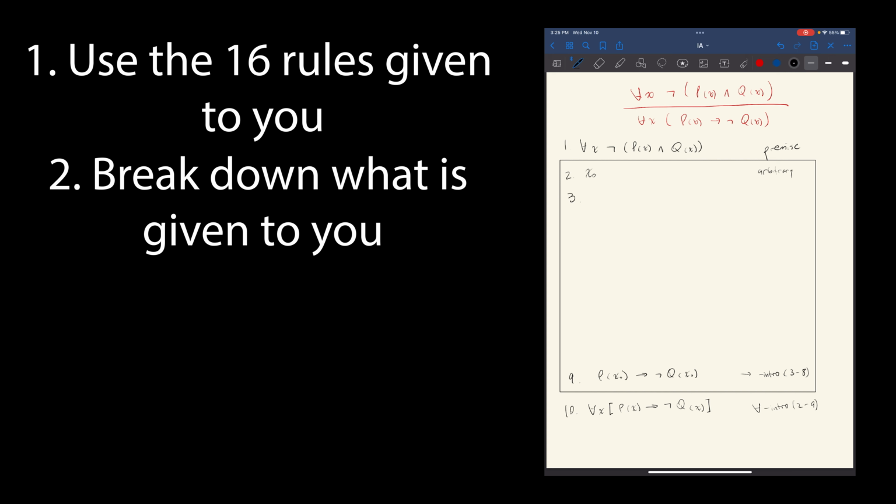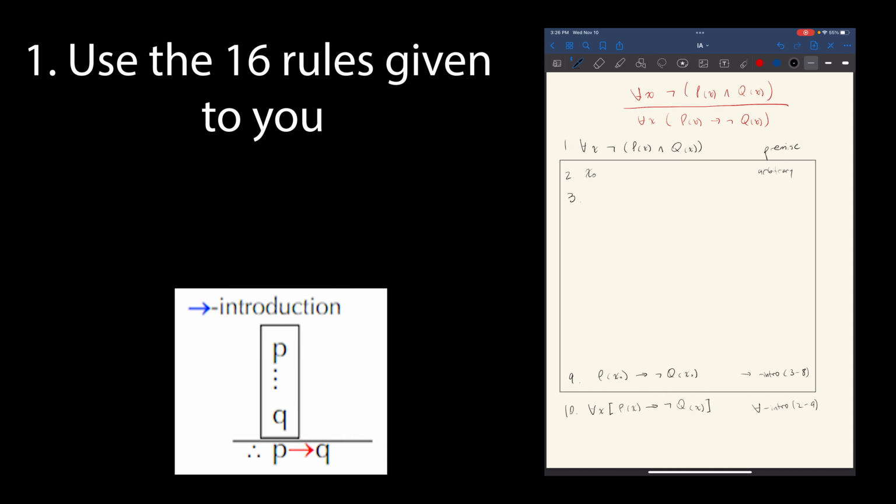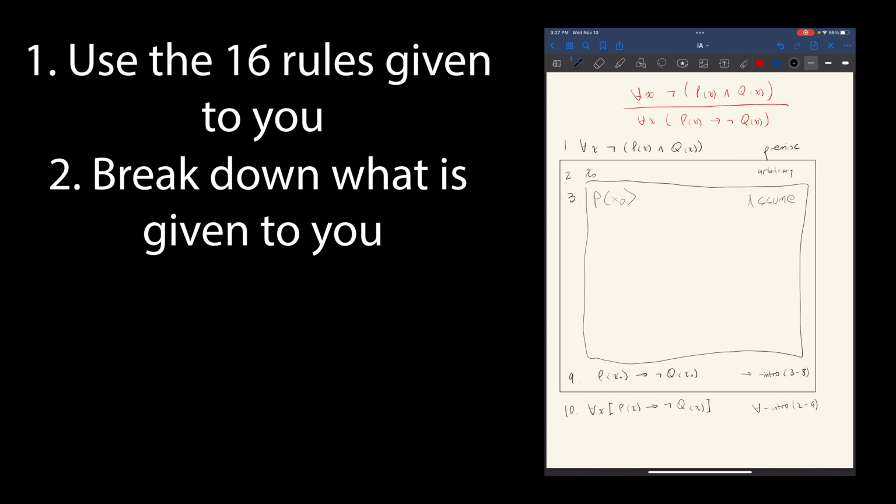Now, knowing our conclusion that we want to achieve and the 16 rules that we are given, what should be our first step? Since we conclude on step 9 with an implies statement, we want to start with an assumption of P of X not on line 3 inside an assumption box. So now that we have our setup for our implies introduction, we somehow need to conclude not Q of X not. So knowing our two big ideas, how should we approach this?